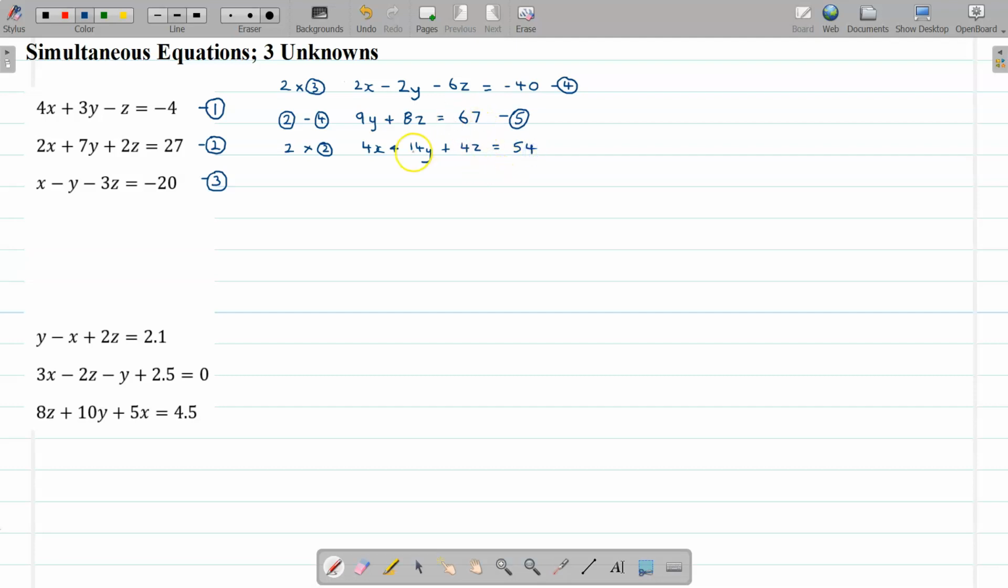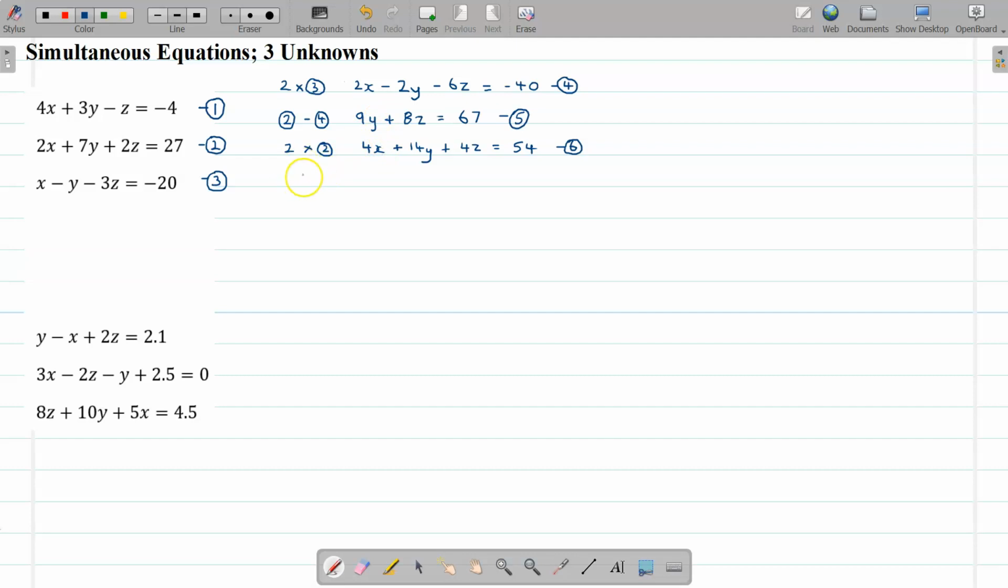Okay, so I'll just change that to make it look like a plus sign. So that means that I can now call this one equation 6. And I need to match together equation 6 and equation 1. Now if I subtract them, I will get rid of the 4x term because they both contain a plus 4x at the front, you see.